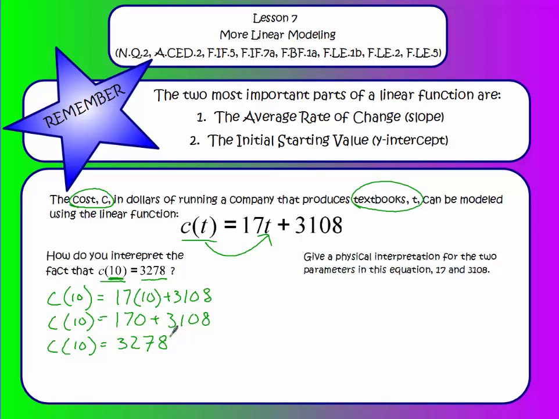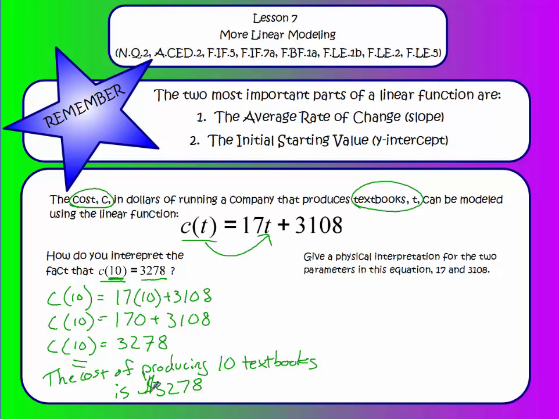Well, what was T again? T was textbooks. So this value here was T. This means the cost of running a company, if we produced 10 textbooks, the cost of producing 10 textbooks is $3,278 to run that company. Awfully expensive to create 10 textbooks.